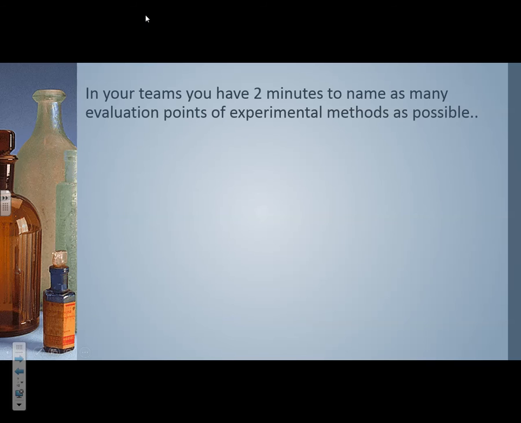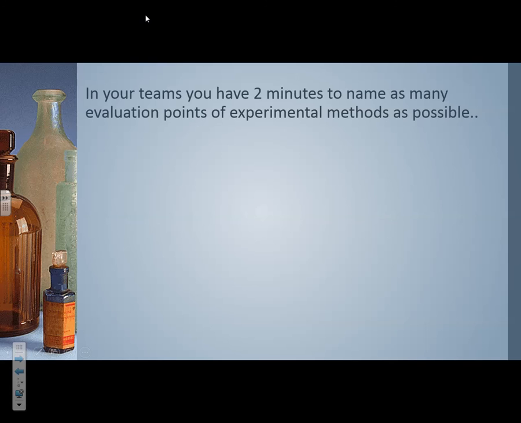Right, pause this video after I've told you what to do next. So you've done that one activity, keep that sheet safe because you need to return to it. In your teams you have 2 minutes to name as many evaluation points of experimental methods as possible. So lab, field, natural, quasi, not designs, methods. What I found was I was giving people more like 3 minutes. So 3 minutes. If somebody else has finished at the same time, you can work with them. If no one else is finished and you want to work on your own, you're welcome to do it that way as well, although working in a team would be easier.